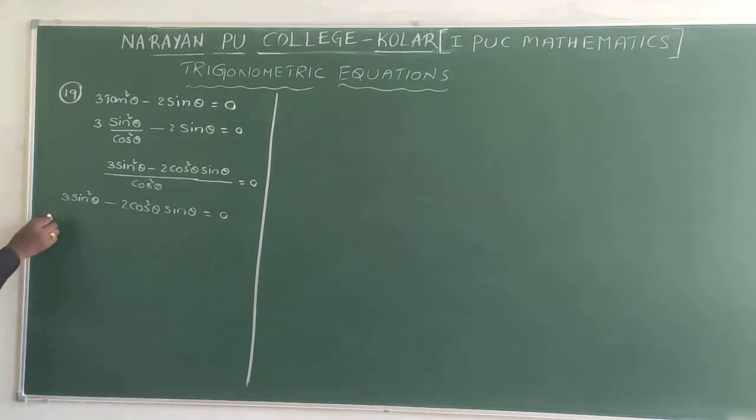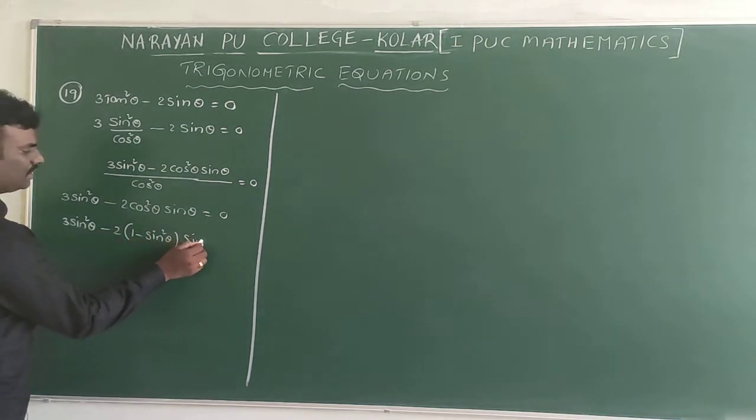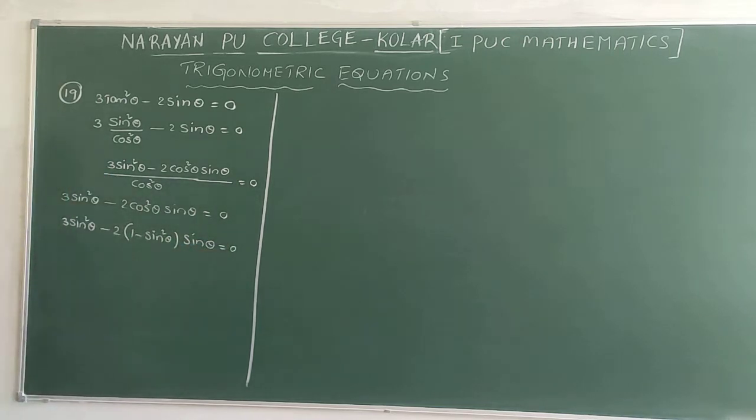From this equation, I will take sin theta common. But if you take sin theta common, one more sin is there. That's why I am converting the entire equation into sin theta. How to convert? I'll write 3 sin square theta minus 2 into this cos square theta, which can be written as 1 minus sin square theta, into sin theta is equal to 0.